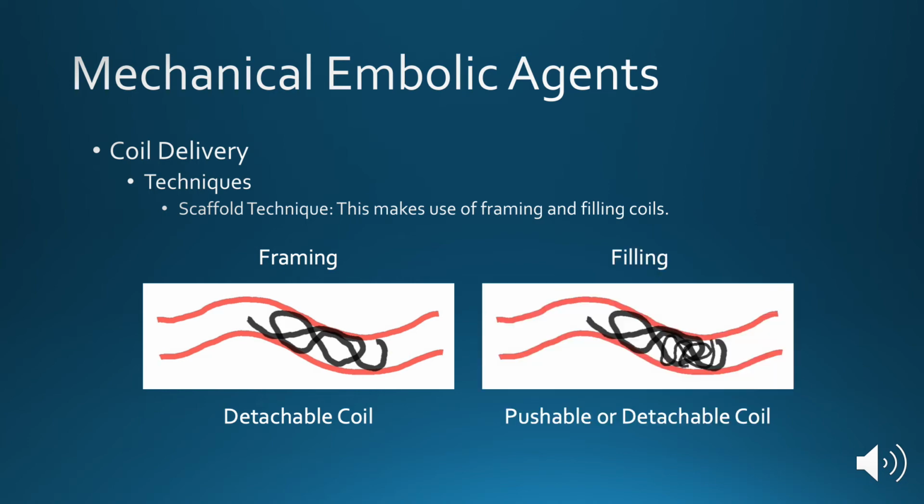And then the next step is to create a filling coil, or some coils which are placed in between the loops of the framing coil in order to get a more complete occlusion. And this can be done with either pushable or detachable coils. So in other words, you deploy your framing coil, and then you begin to gradually fill it in with multiple pushable or detachable coils until you get a tight coil pack like this.